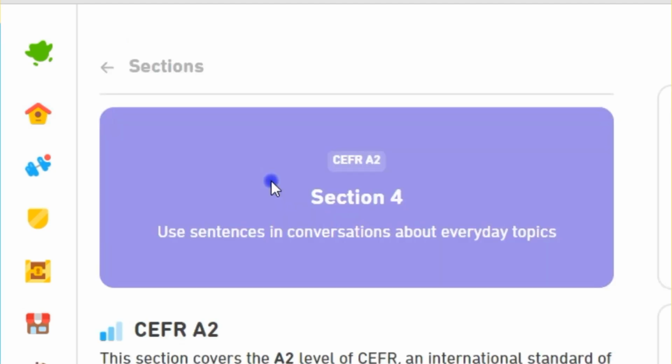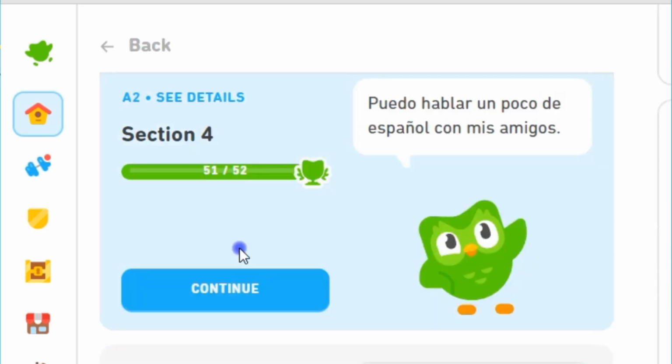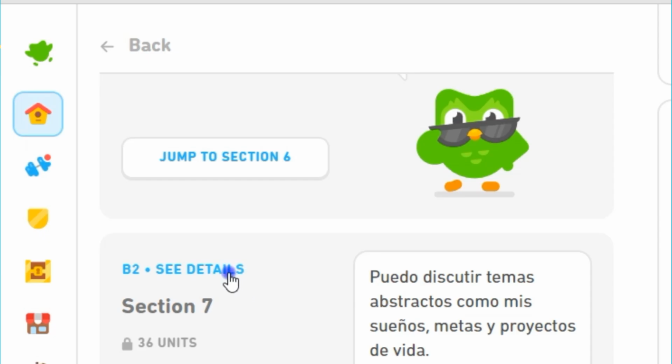Section 4 is the A2 version, and it goes to B2 on Duolingo. So these 2 books, A1 and A2, My Duolingo Diary, take you to halfway through the Duolingo course. Let's have a look at how they help you to learn with Duolingo.